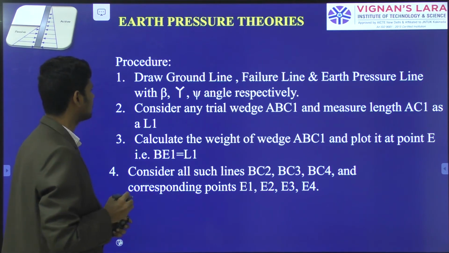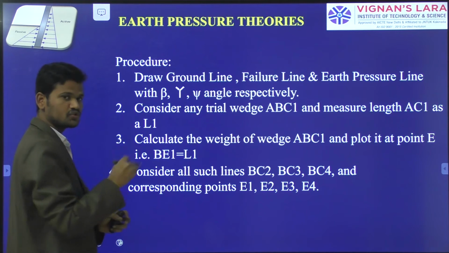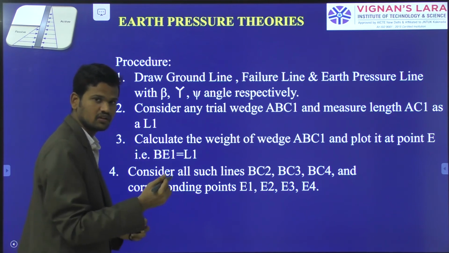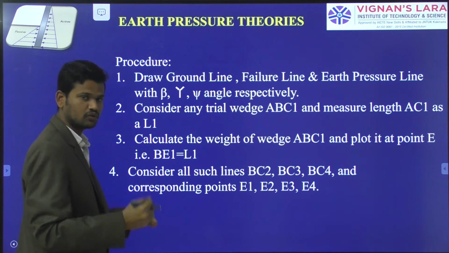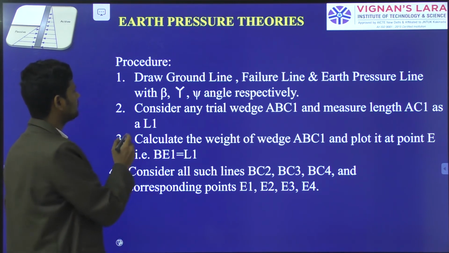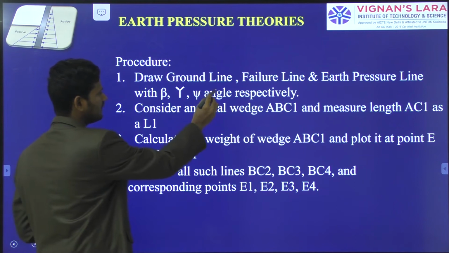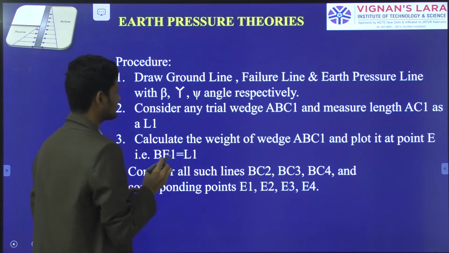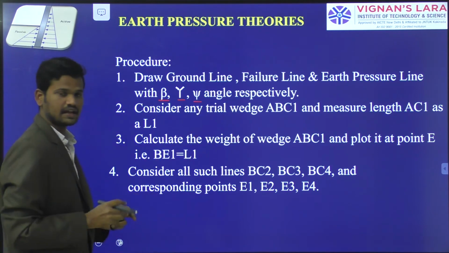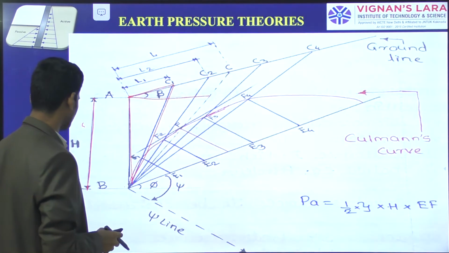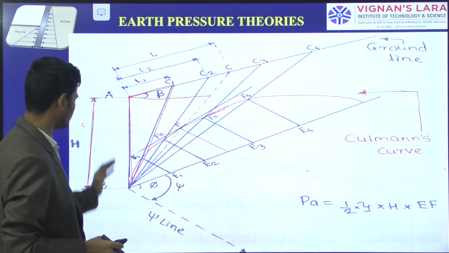First, if you observe here, the first point is the procedure for constructing Culman's graphical method. These are the steps that we have to write, step by step. The first step is to draw the ground line, failure line, and earth pressure line, that is, at angles beta, gamma, and J respectively. And in this diagram, this is the height of the retaining wall.